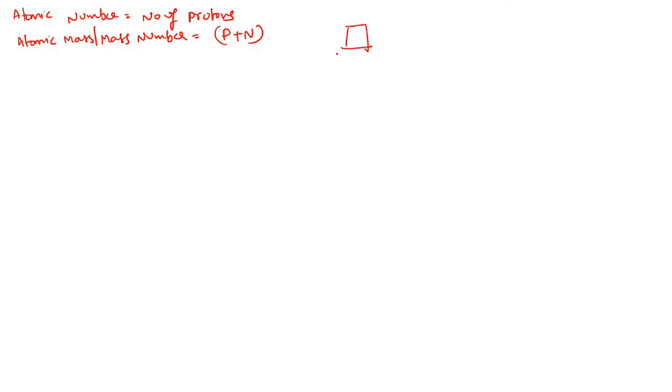Atomic number is equal to number of protons. Okay, atomic mass or mass number is equal to protons plus neutrons. Okay, if we take an atom, atomic number will be here and mass number will be here. So atomic number means number of protons and mass number means total protons plus neutrons.